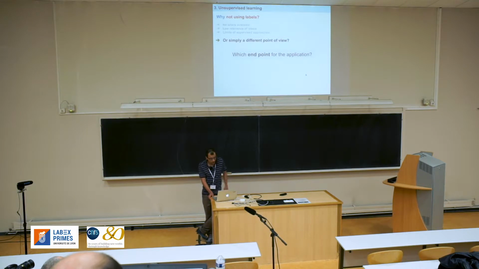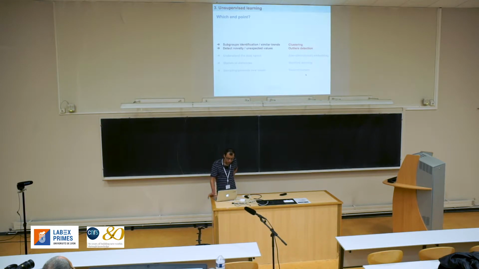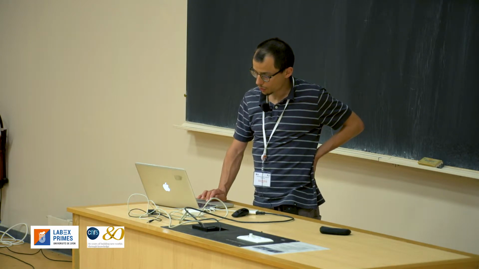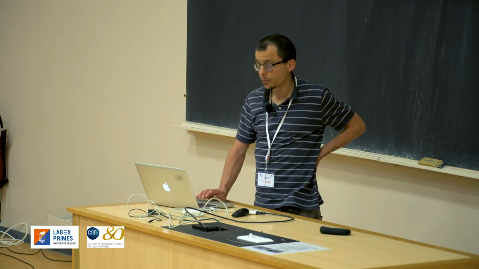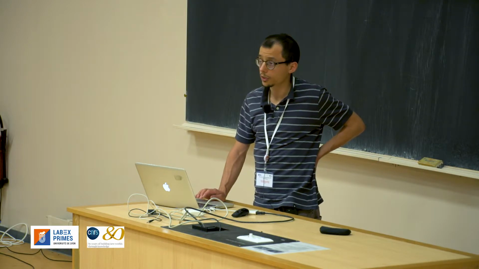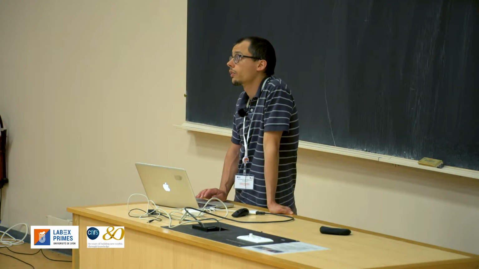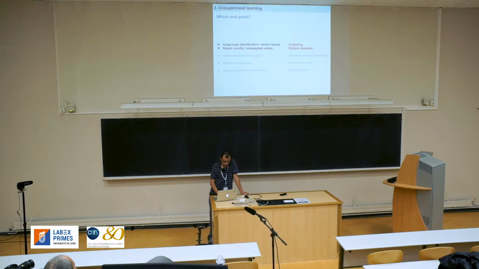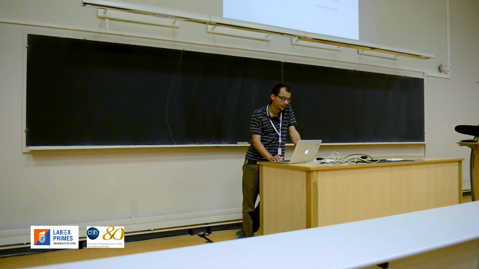Okay. So basically, why not use labels is maybe you want to have a different look at your data. And this obviously depends on what the endpoint of the application is. So I've tried to structure the talk around this. The first part of the talk will be about identifying subgroups in a database, identifying similar trends, and in this case, we fall under the umbrella of clustering. The second aspect I'd like to cover is detecting outliers, novelty, unexpected values, and in this case, it falls under the umbrella of outlier detection.